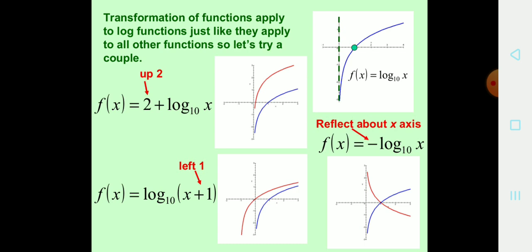Transformations apply to logarithmic functions just like they apply to all the others. So let's try a couple. f of x equals 2 plus log base 10 of x. f of x equals log base 10 of x plus 1, which shifts left 1. And reflect about the x-axis: f of x equals negative log base 10 of x.